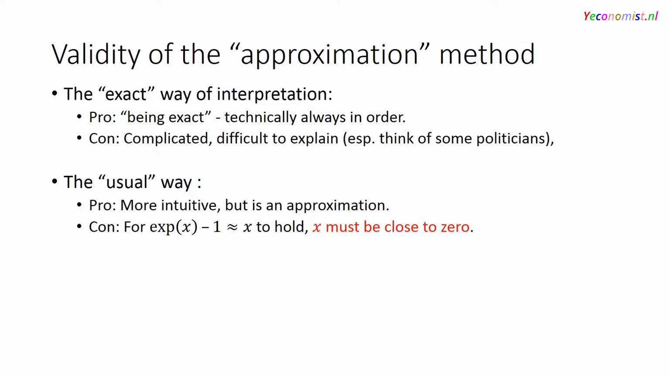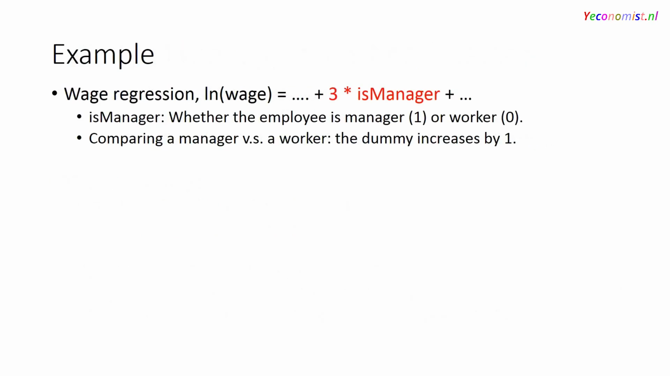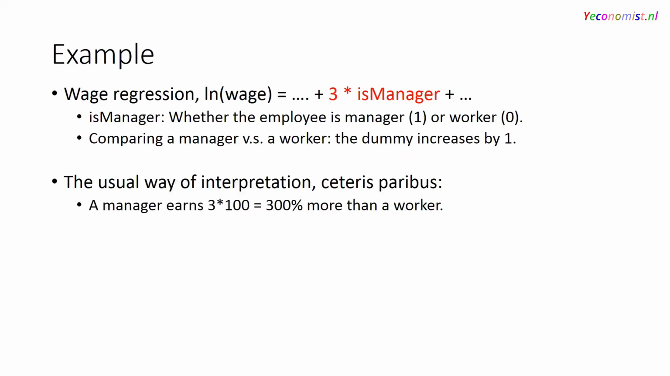But the usual way of interpretation is crucially dependent on the assumption that the change will be small. If it is very different from 0, then actually the higher order terms in the Taylor series will explode at an exponential speed. And then if you still use the usual way of interpretation, it will lead to a large disparity from the truth. And here I will give you an example. So we consider the following wage regression where you have the log of the wage on the left-hand side, and on the right-hand side there is a dummy indicating whether the person is a manager or not. So if you compare the wage differences between a manager and a regular worker, basically you are turning the dummy from 0 to 1, and you see the coefficient here is 3. If you use the usual way of interpretation, ceteris paribus, then a manager earns 3 times 100, that is 300% more than a worker.